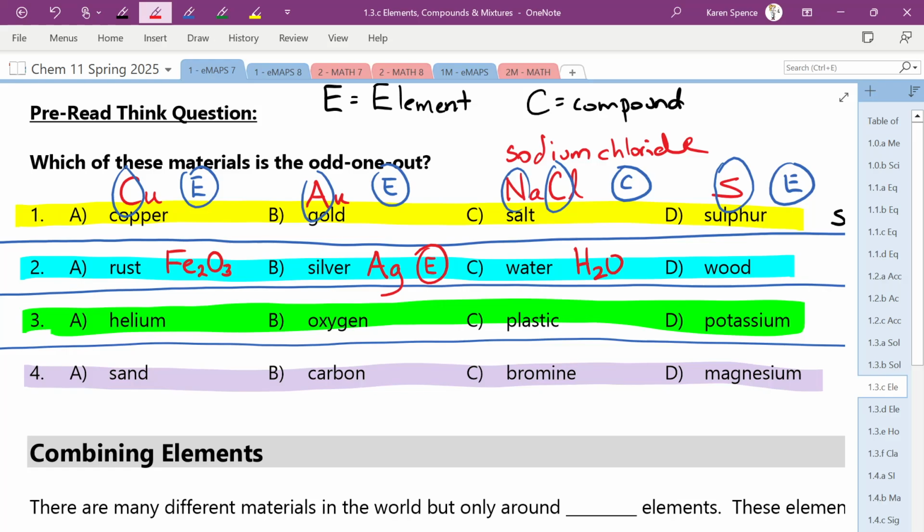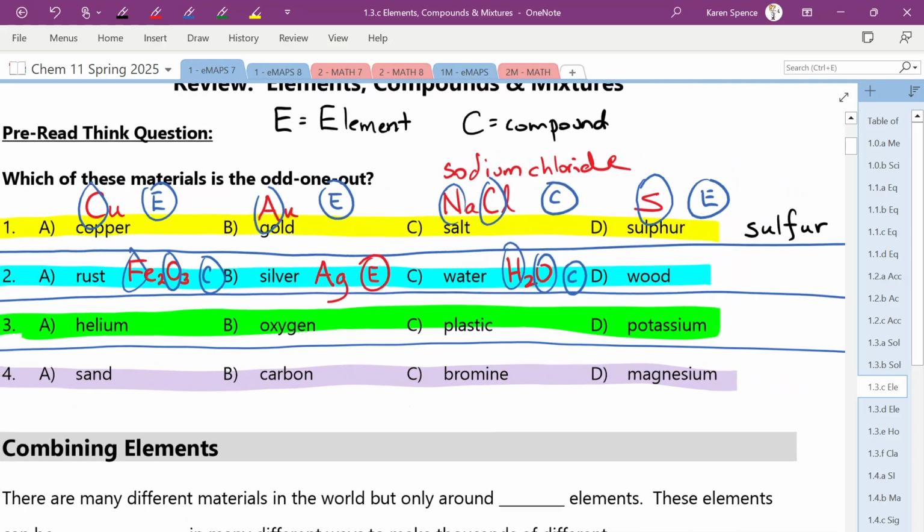H, H, O. So we have 2 capital letters, 1, 2. So that is a compound. Fe2O, how many capital letters? 2 capital letters. So that is a compound.